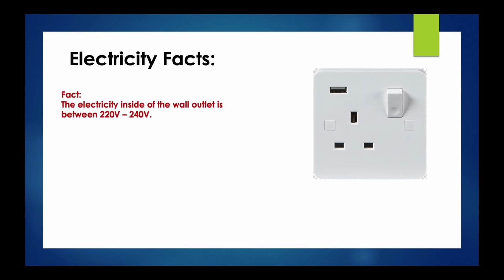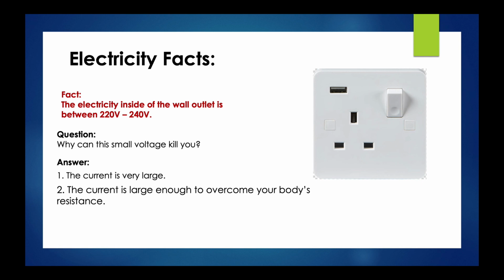Another fact, the electricity inside of the wall outlet is between 220 and 240 volts. Well, the question then is, why can this small amount of voltage kill you? Compared to 20,000 volts, this is very small. So why is it that this amount of voltage can kill us? The answer is the current is very large. So although the voltage is relatively small, there's such a large amount of current that it can be very harmful, even deadly, to human beings. Secondly, the current is so large that it can actually overcome our body's resistance.